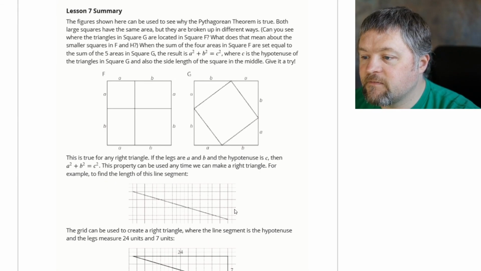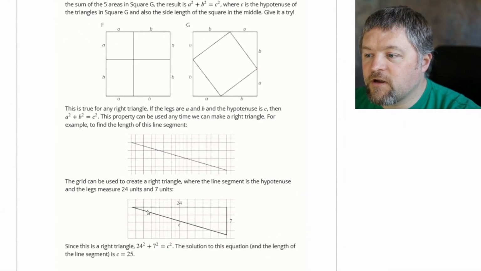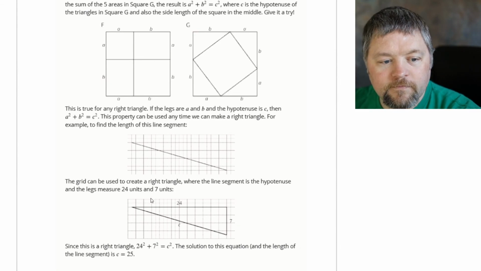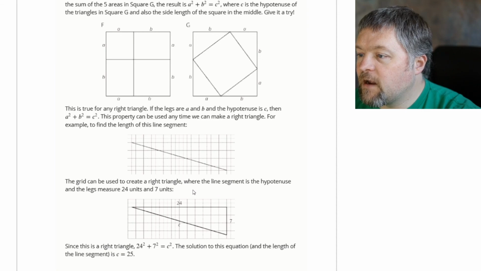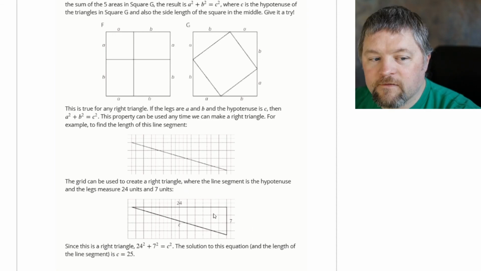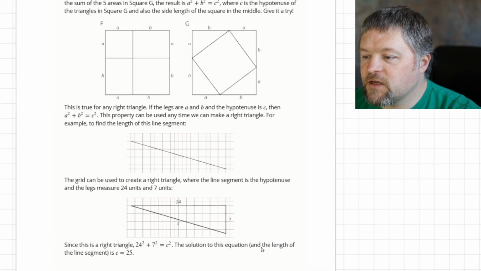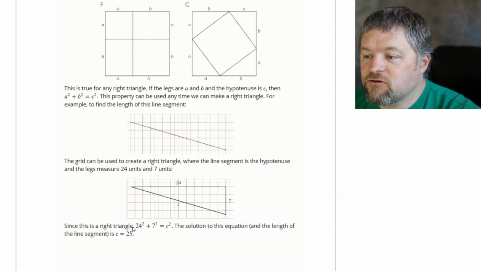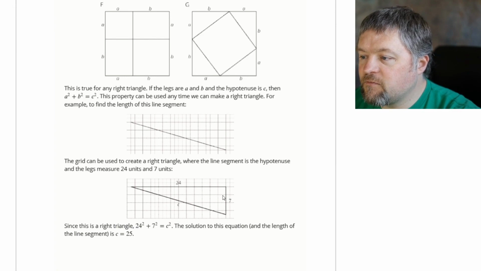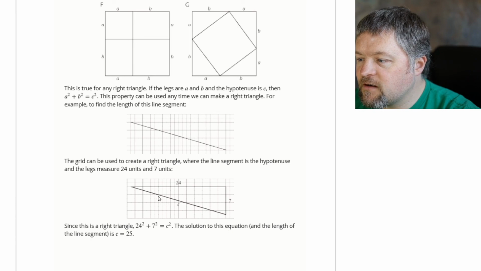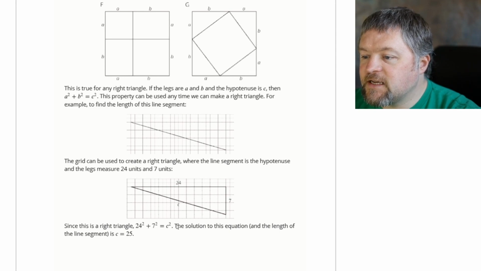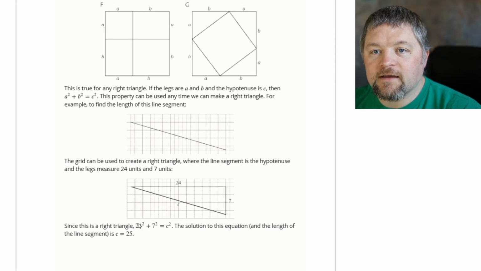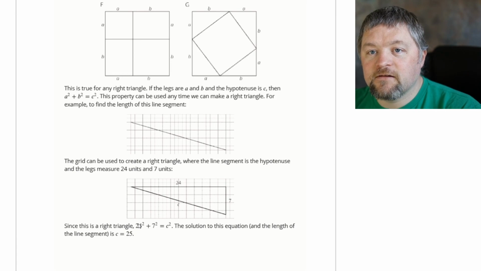This property can be used any time we can make a right triangle, for example, to find the length of a line segment. Here's a line segment on a grid. The grid can be used to create a right triangle, where the legs of this right triangle are 7 and 24 units. Since this is a right triangle, 24 squared plus 7 squared has to equal c squared, which makes it so that c is equal to exactly 25. So a squared plus b squared equals c squared.